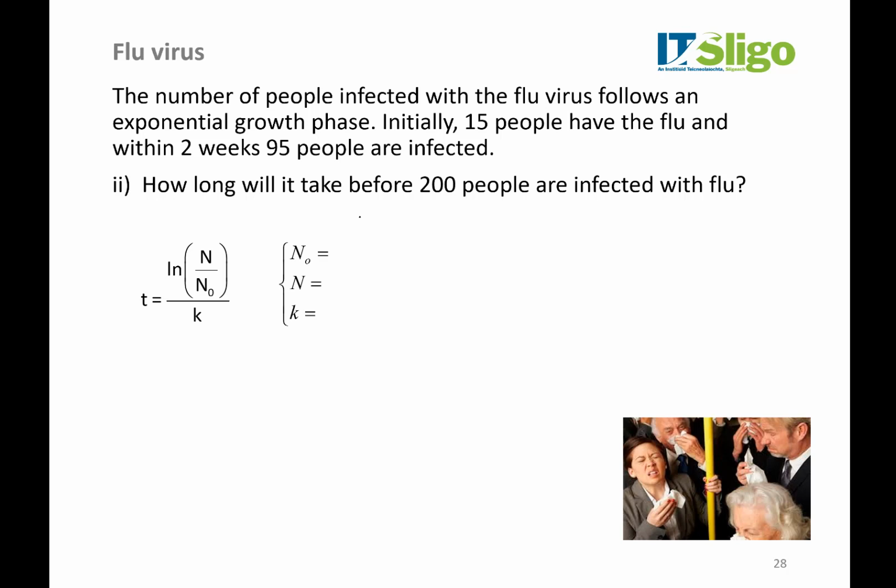Feed in the values. So again, n0 never changes. n0 is always 15. k never changes either. But the values that will change are n and t. They're the two variables really in the function. So this time we're asked how long before 200 people get infected, and k is as we calculated from before. Feed the values into the function, and it's about 20 days when you round up. I just left it to one decimal place.